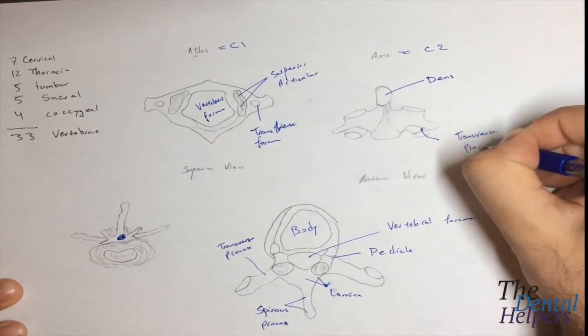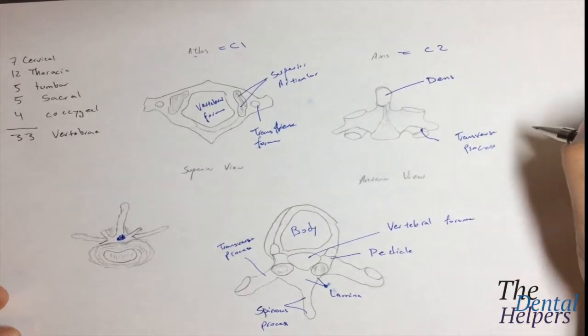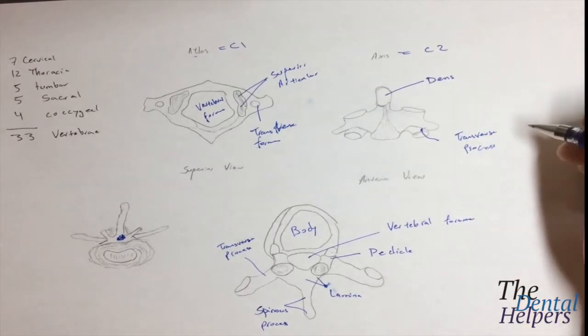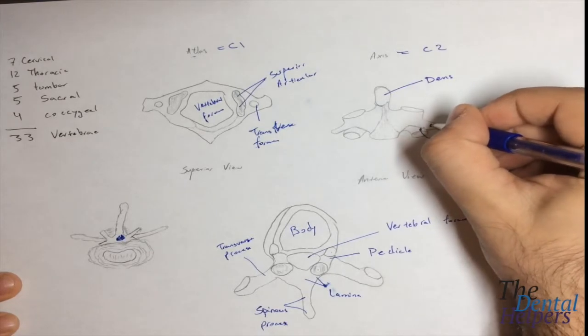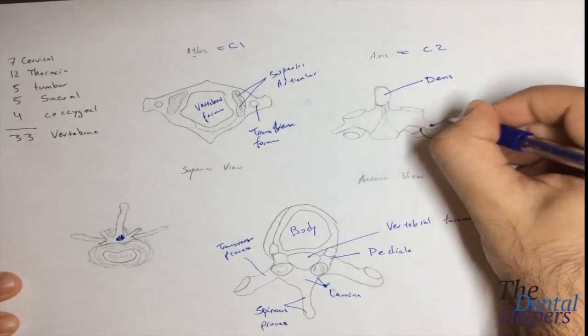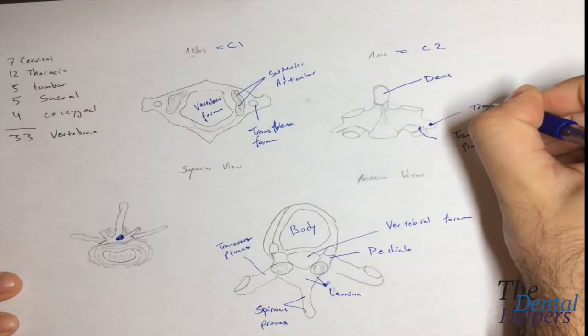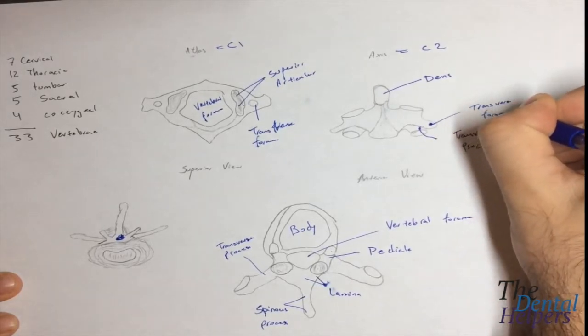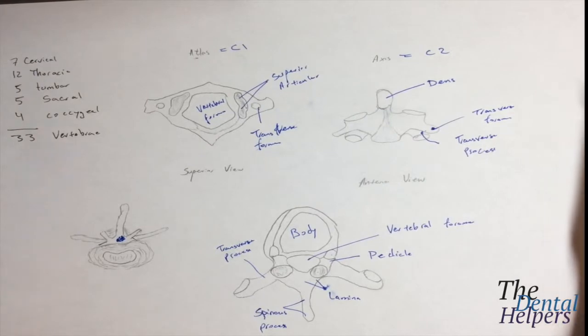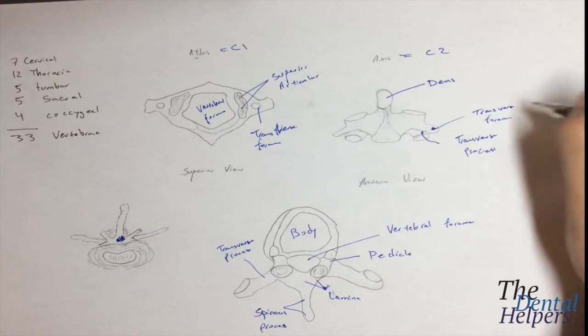And the transverse process is going to be the attachment site for the muscles that are going to move the head and neck. So they're very important. And I know I haven't drawn it, but right around here is where you're going to see the transverse foramen. And as you know, same as before with the atlas, the transverse foramen is what allows the vertebral artery and veins to pass through.